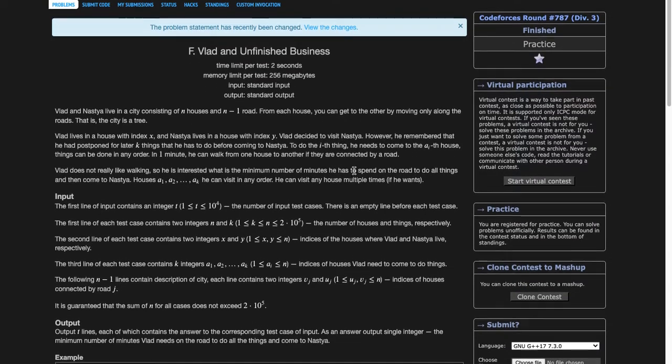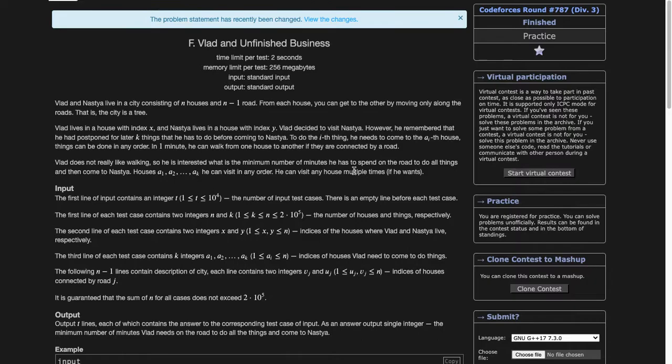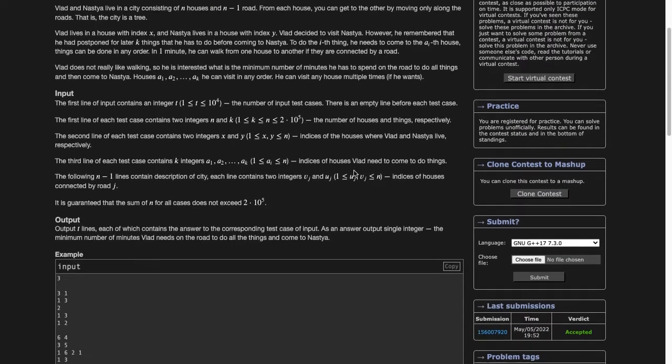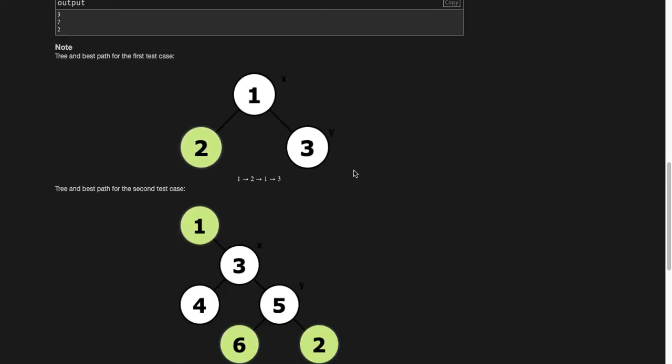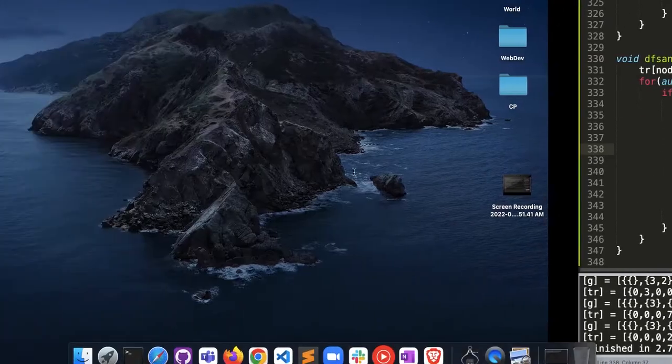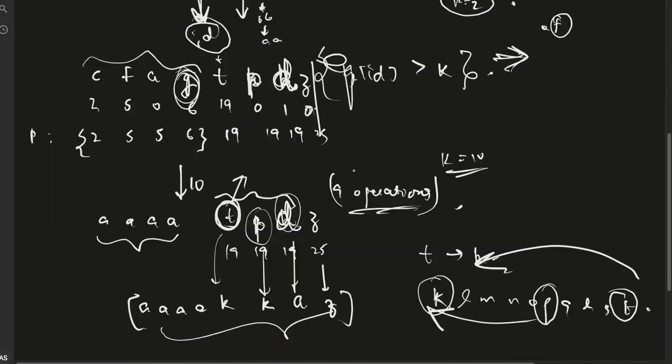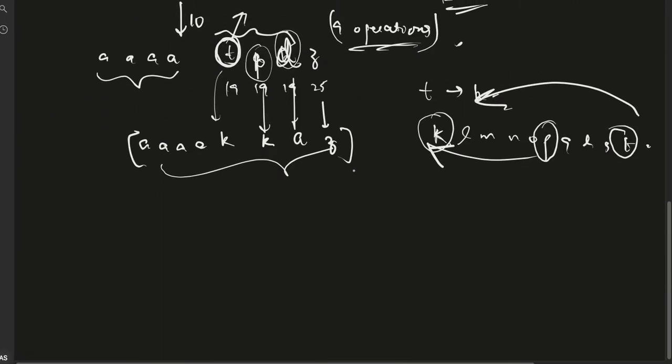From today's round, the code was Round 787 Div 3, Vlad and Unfinished Business. Okay, so the way we solve this is, let's make a diagram.